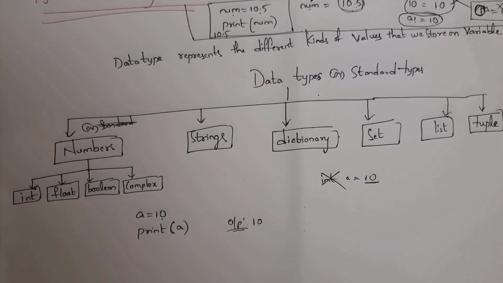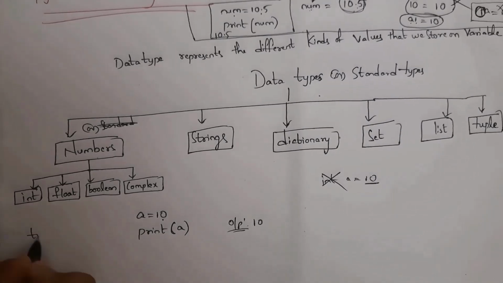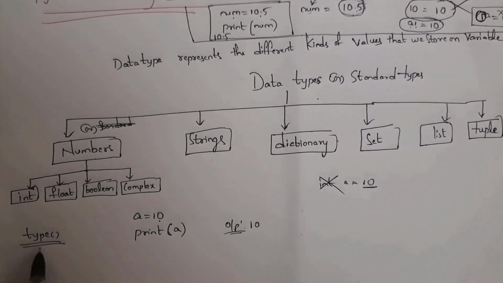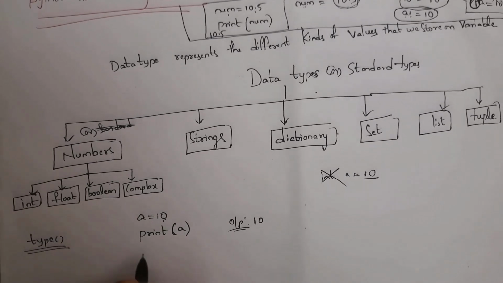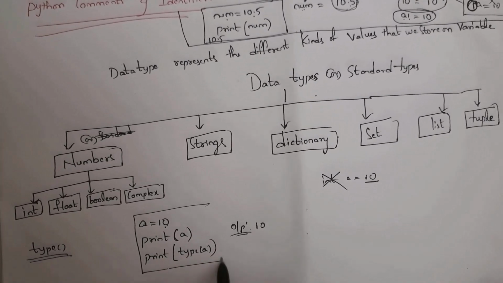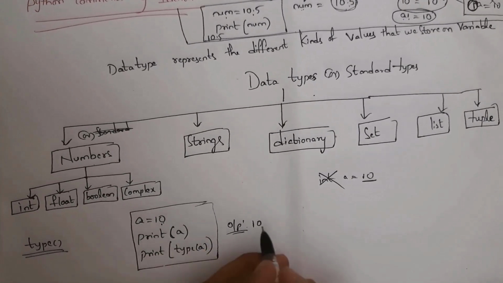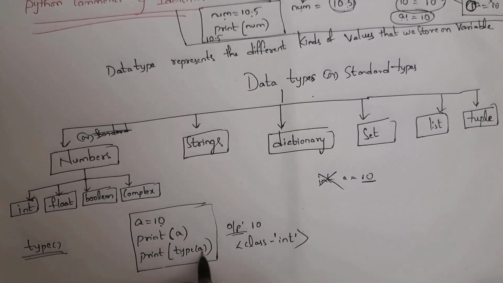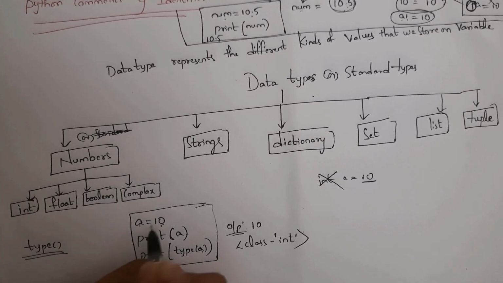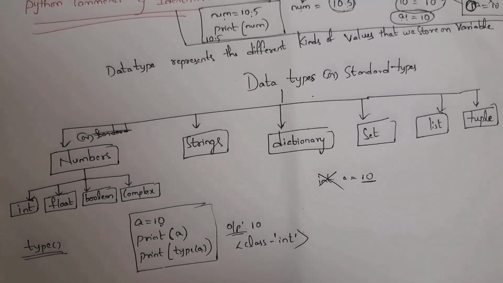And there is one function in Python. That function name is type. By using type function, you can get to know what kind of data that this variable contains. So you need to write here print(type(a)). Whenever you execute this entire code, then you will get output 10, because I written here print a, and class int. Here I written type a. That means what kind of data type that this variable a contains. This variable a contains 10, and this 10 is integer data type. So I will get output class int.